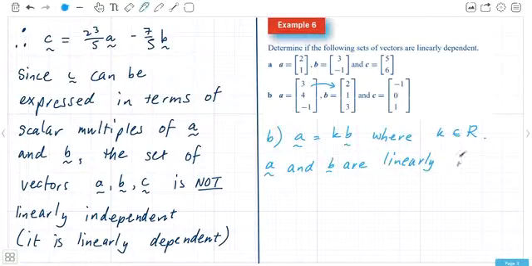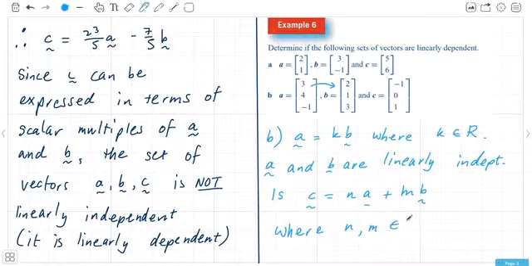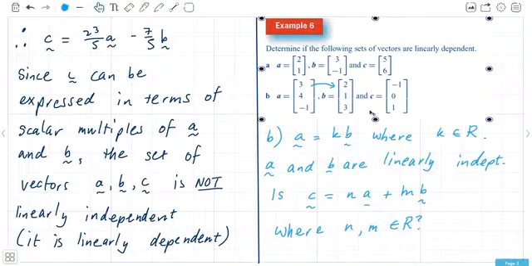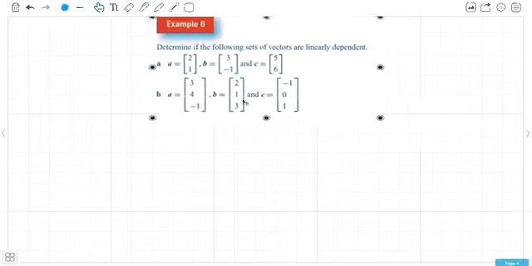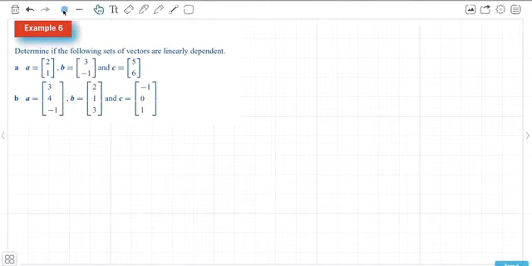Now the question is, and I'll just write independent, indept. The question is now whether or not this vector C can be written as a combination of A and B. So is C equal to n times A plus m times B, where n and m are real numbers? Okay, so let's deal with that. We'll do that on the next page. So these are quite long just because you've got a lot of stuff going on, a lot of computations.